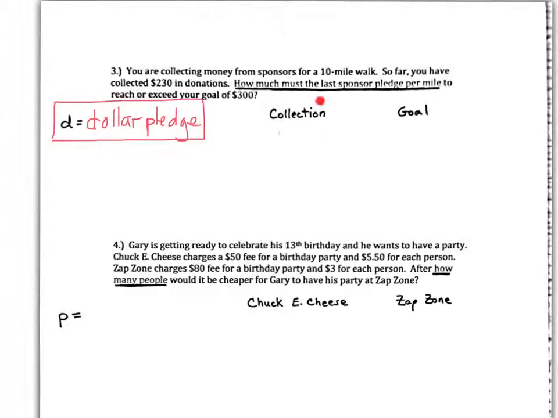Now I'm comparing what I'm going to collect to my goal. And I want what I collect to reach or exceed my goal. So I want this to reach my goal or even get more than my goal. So there's my inequality symbol. I'd like to get over my goal. Alright, here we go. I started with $230. I have $230 collected. And then this last sponsor is going to give me some money every mile. And I'm going to walk 10 miles. So 10 miles times D, what they're going to give me per mile. See right here it says per mile. So I'm walking 10 miles and they're going to give me a little bit of money for every mile. And I want that to reach or exceed my goal of $300.